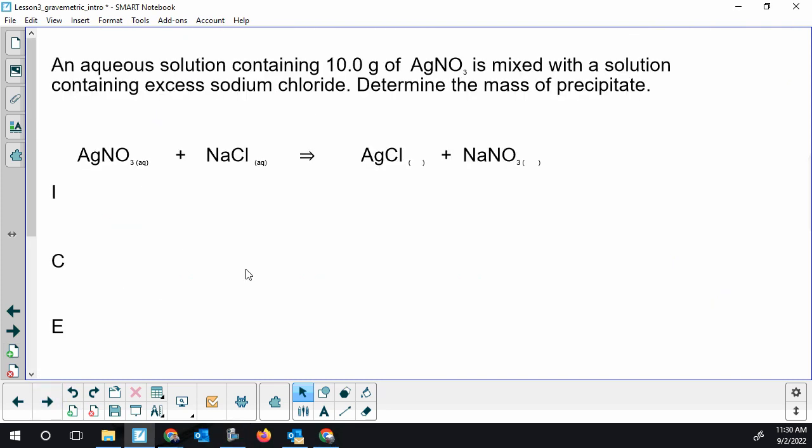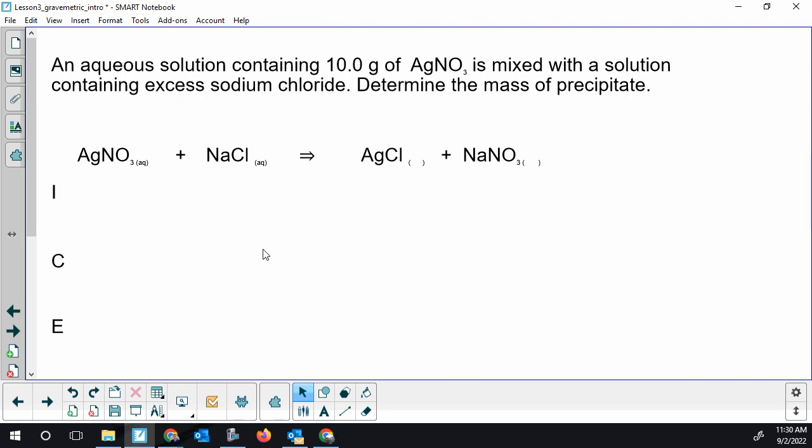So to wrap this up, and I have it kind of set up for you, you've got the equation. An aqueous solution contains 10 grams of pure silver nitrate. Okay, so you can use that to get moles. So 10 grams of silver nitrate is mixed with a solution containing more sodium chloride than you could possibly need. Okay, you're asked to determine the mass of the precipitate.